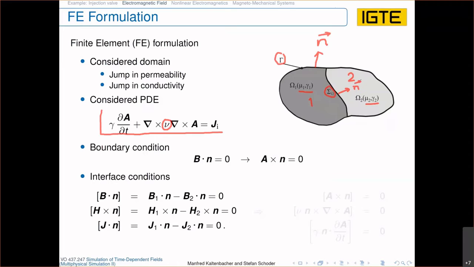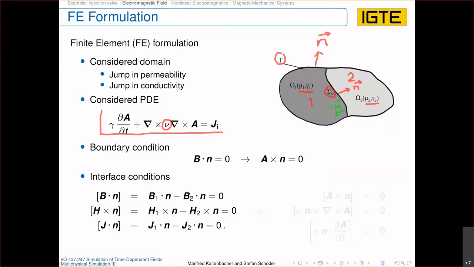Yeah, and now I take another color. I hope I have another color. And if I look now at subdomain omega 2, the normal vector clearly, since it points out of the domain, will be minus n. And that is why we get this minus as shown.